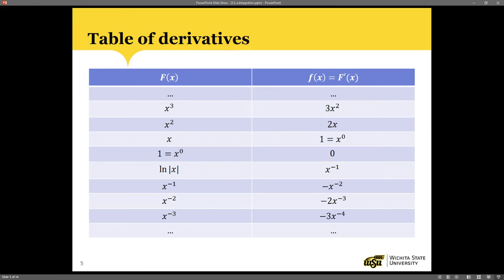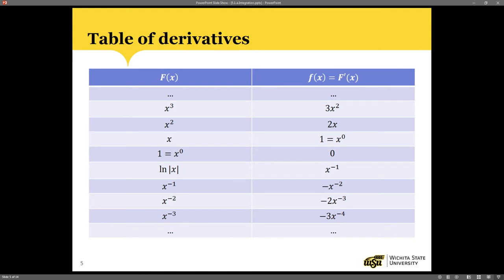The derivative of x cubed is 3x squared, and the derivative of x squared is 2x. The derivative of x is 1x to the 0, or the constant 1. The derivative of a constant, like 1, is 0. The derivative of x to the negative 1 power would be minus x to the negative 2, and the derivative of x to the minus 2 power would be minus 2x to the minus 3, and so on.